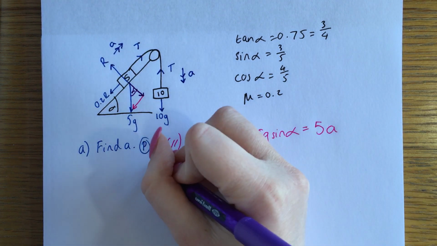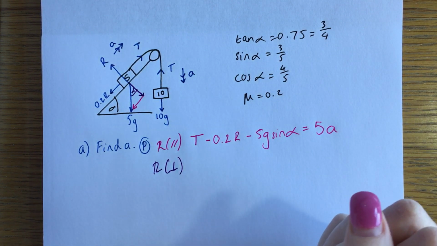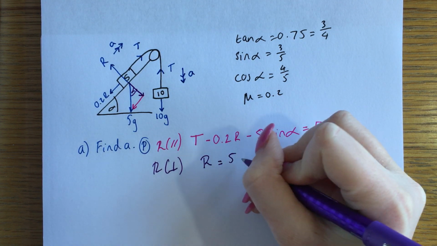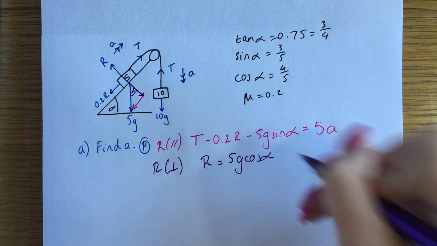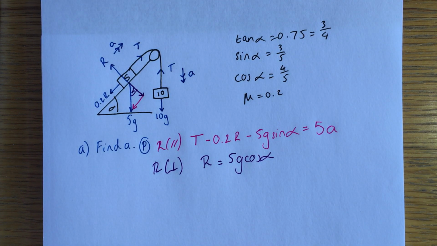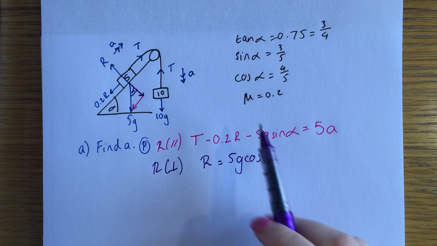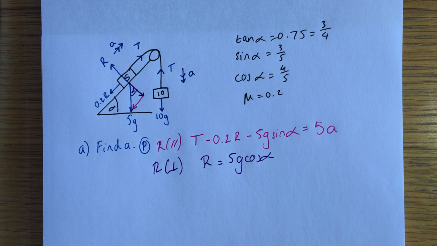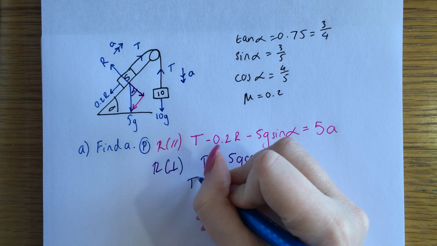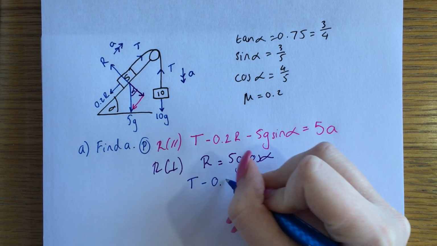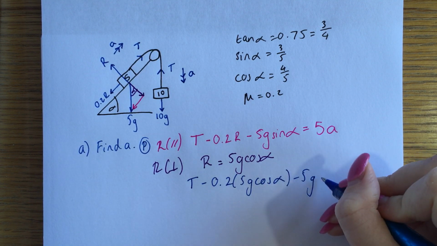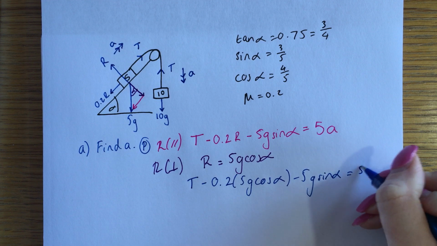I'm now going to resolve perpendicular. Again, there's no perpendicular movement, so I can just equate them. So R is equal to 5G cos alpha. Going to combine these together. Obviously, I want as few unknowns in one equation as I can. So I'm going to substitute R into my first equation. So T subtract 0.2 lots of 5G cos alpha, subtract 5G sin alpha is equal to 5A.